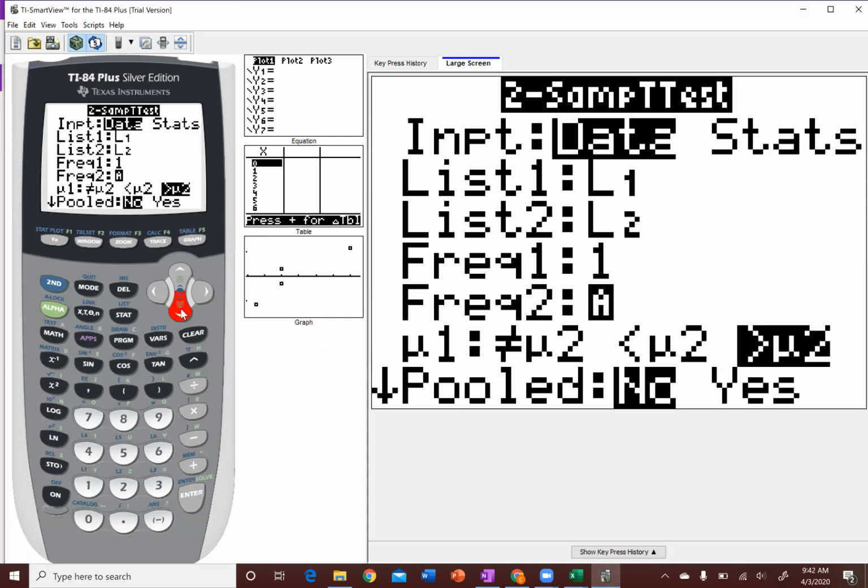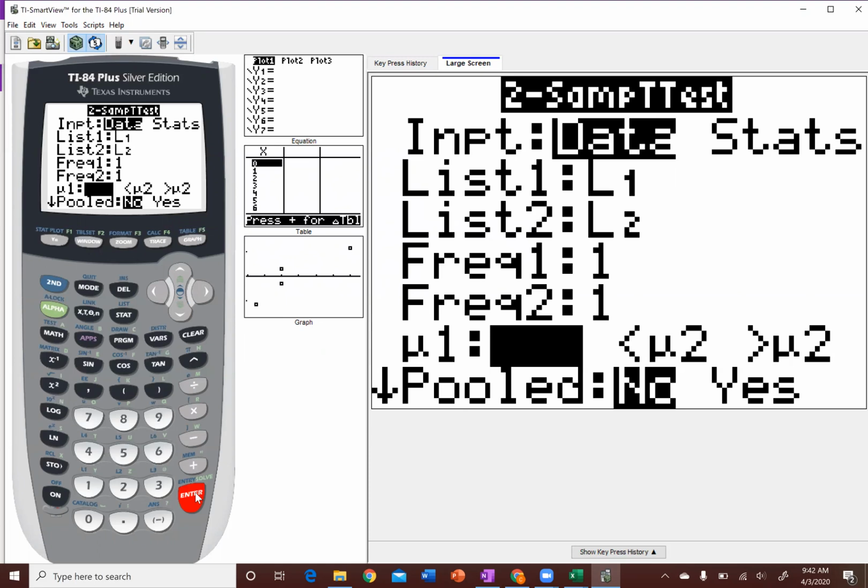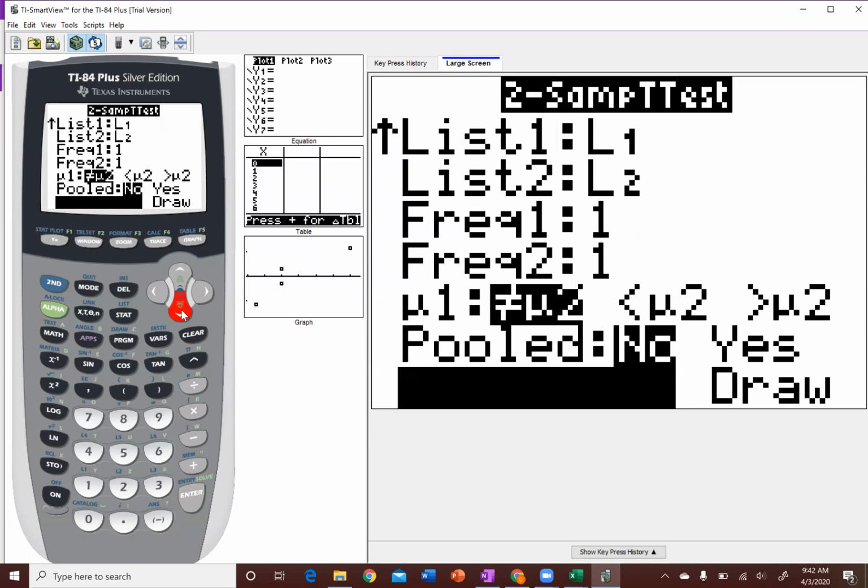Frequency will just be 1 for each. My alternative hypothesis is that mu1 is not equal to mu2. And we will not use pooled data. So since we don't necessarily, yes, we're assuming that mu1 is equal to mu2.